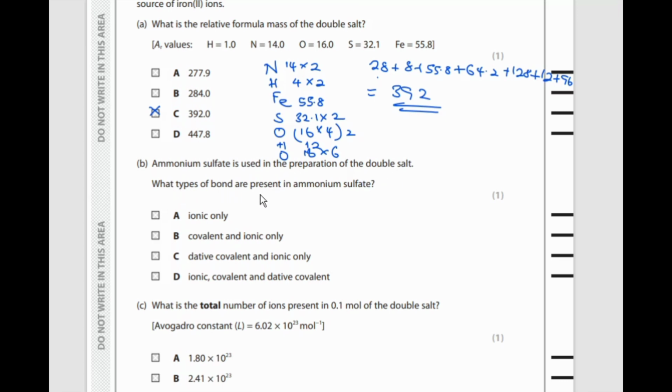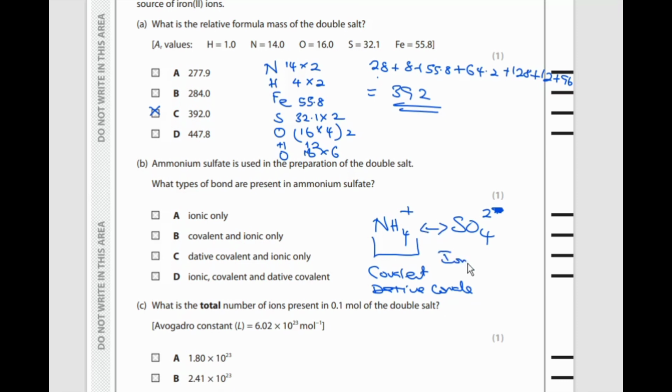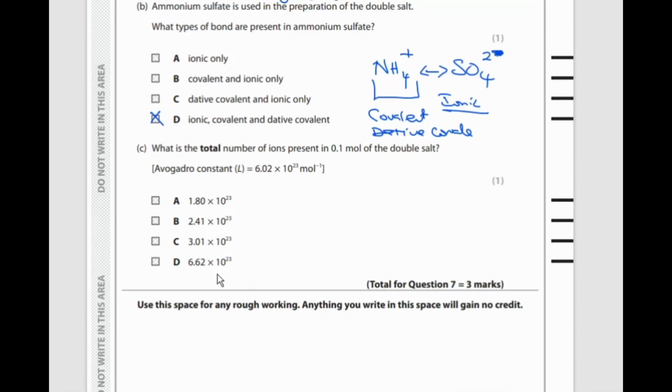Ammonium sulfate is used in the preparation of the double salt. What type of bonds are present in ammonium sulfate? Ammonium sulfate is made up of 2 parts, the cation part and an anion part, negative. So this part we have covalent and dative covalent. Between the two we have an ionic interaction. So we can say our answer is D because we have ionic, covalent and dative covalent.